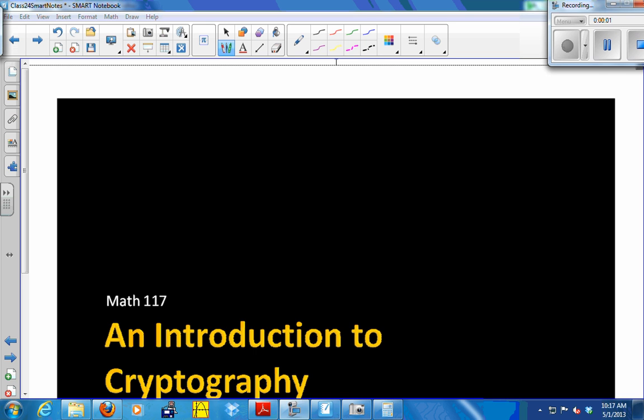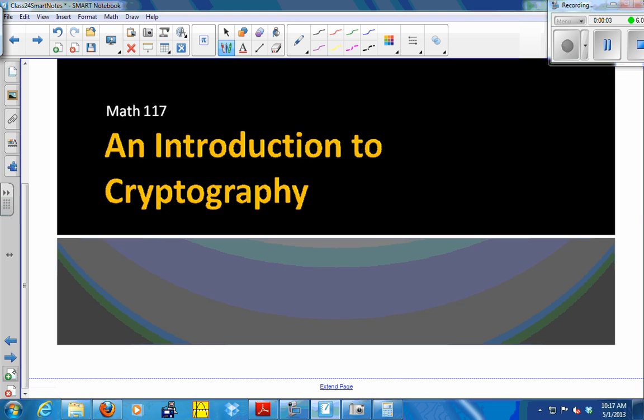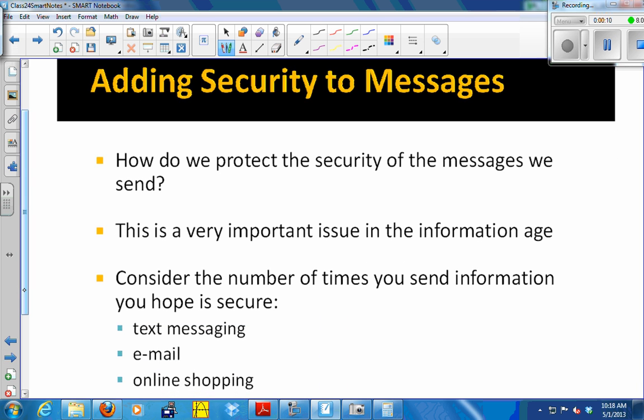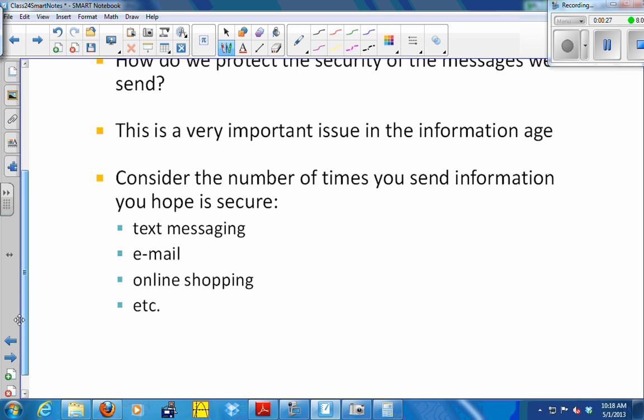All right, so we've got an introduction to cryptography today. We can add security to messages. We want to make sure that we can send messages securely. It's a very important issue in the information age when we send messages electronically all over the place, and we send really important information like credit card numbers, etc.